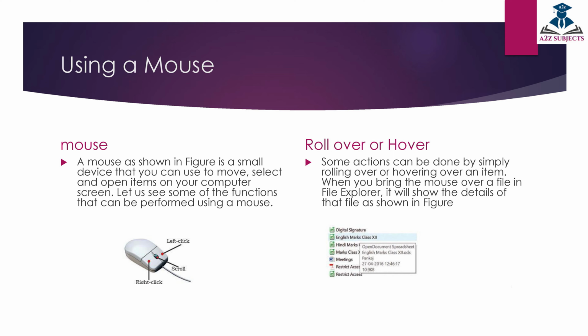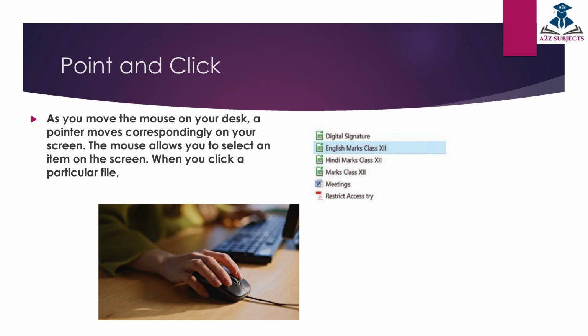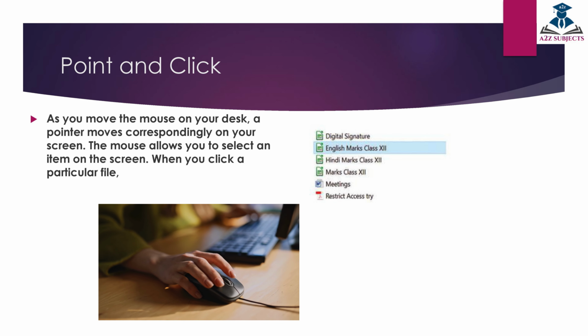Roll over or hover. Some actions can be done by simply rolling over or hovering over an item. When you bring the mouse over a file in File Explorer, it will show the details of that file, as shown in the figure. Point and click. As you move the mouse on your desk, a pointer moves correspondingly on your screen. The mouse allows you to select an item on the screen when you click a particular file.